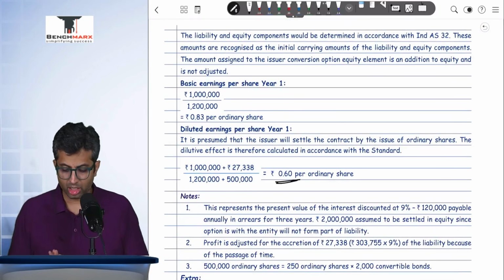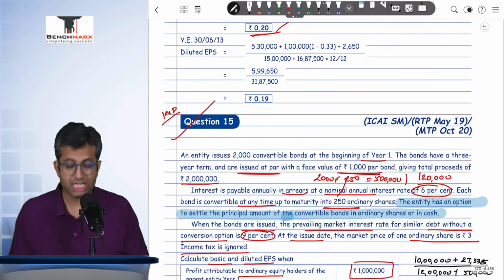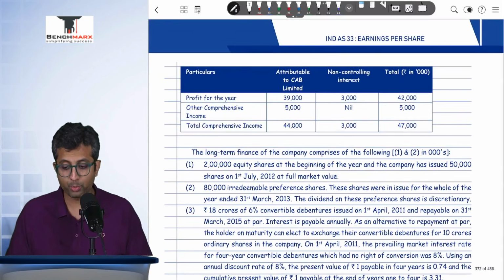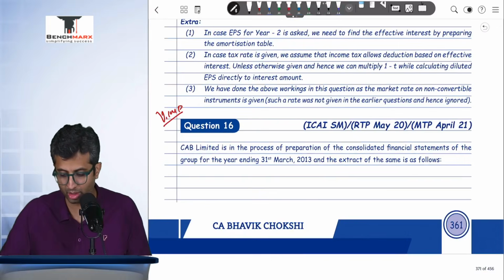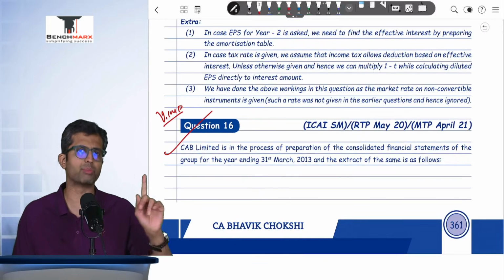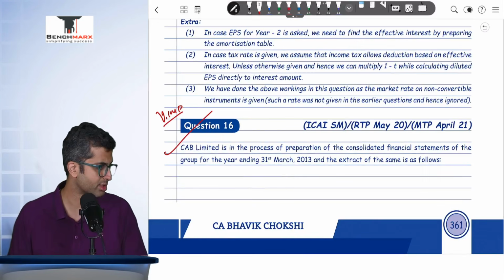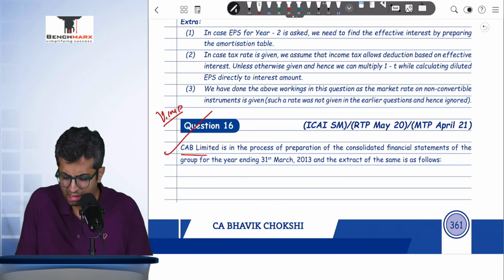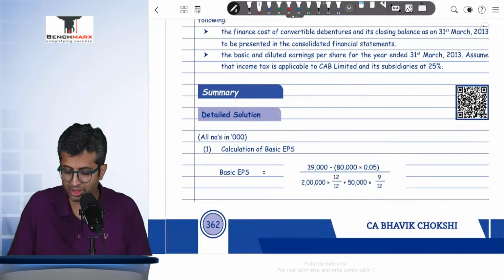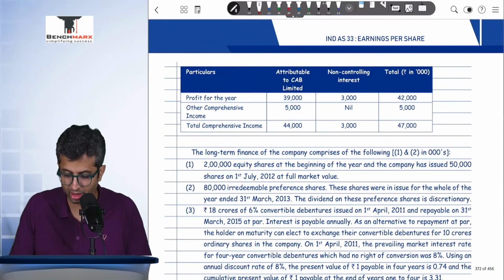Now over here you can take this concept as a base and go probably to the most important question, I would say, in this chapter. So if you have time to revise only one question in this chapter, I would say question number 16 is that question. Let us review this. CAB Limited is in the process of preparing the CFS for the group as on 31st March 13, and the extract of the same is given below. So you have been given the profit for the year, 39,000, other comprehensive income, total comprehensive income, NCI and everything.